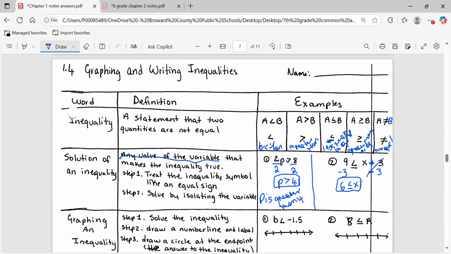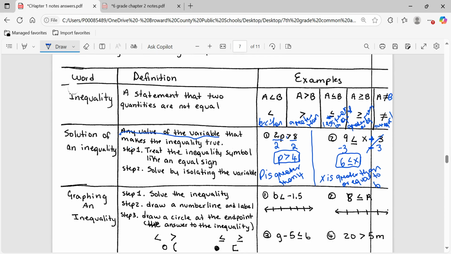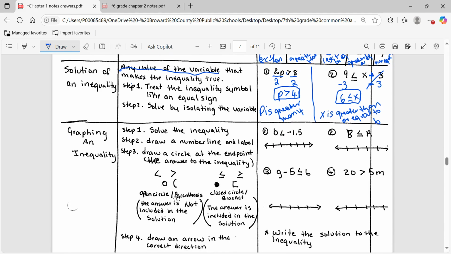Boom. Now, when we're writing this, when we're saying this, as we are done, our answer is x is greater than or equal to 6. Whenever we read it, we say x is, p is. Always lead with the variable. So that's how we solve, like we would any other day. We solve an inequality.